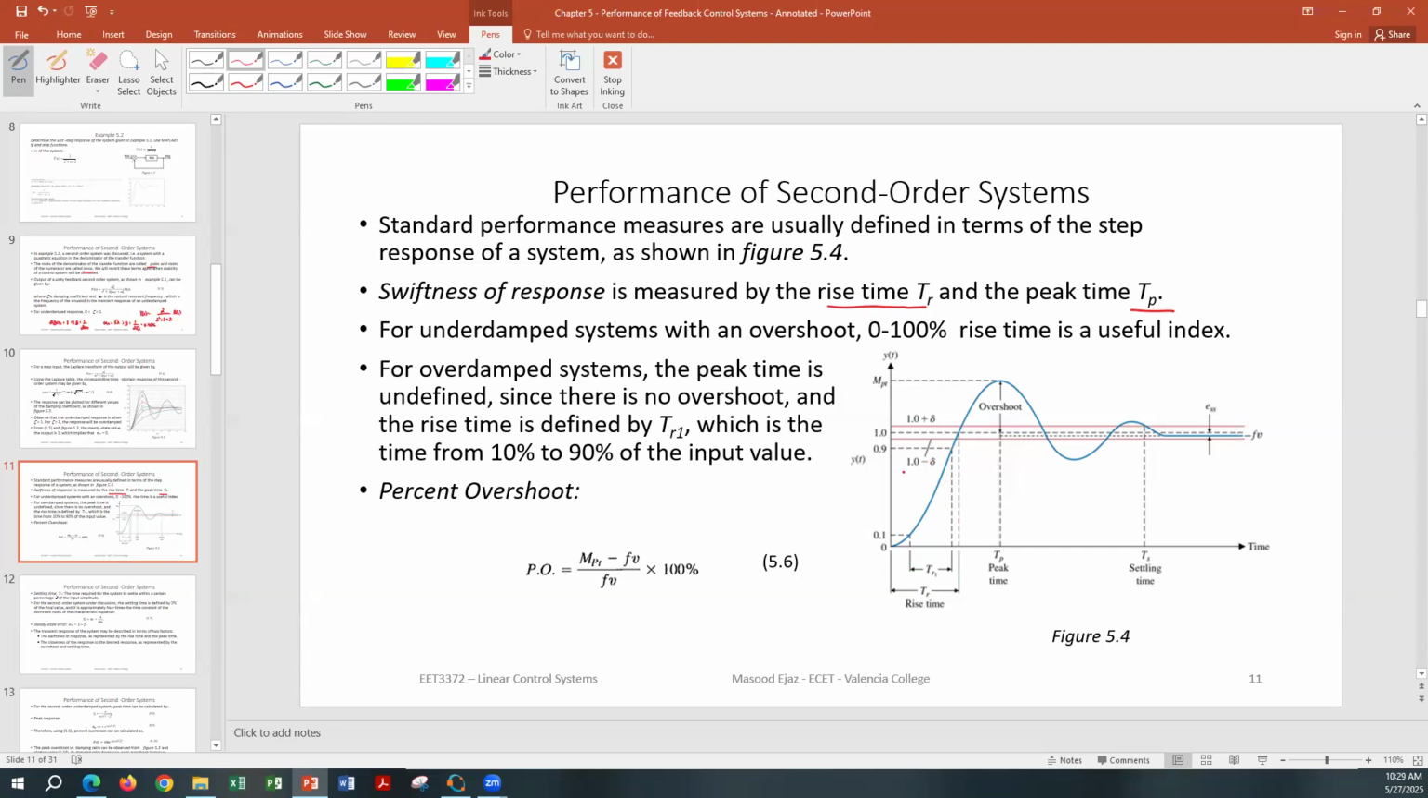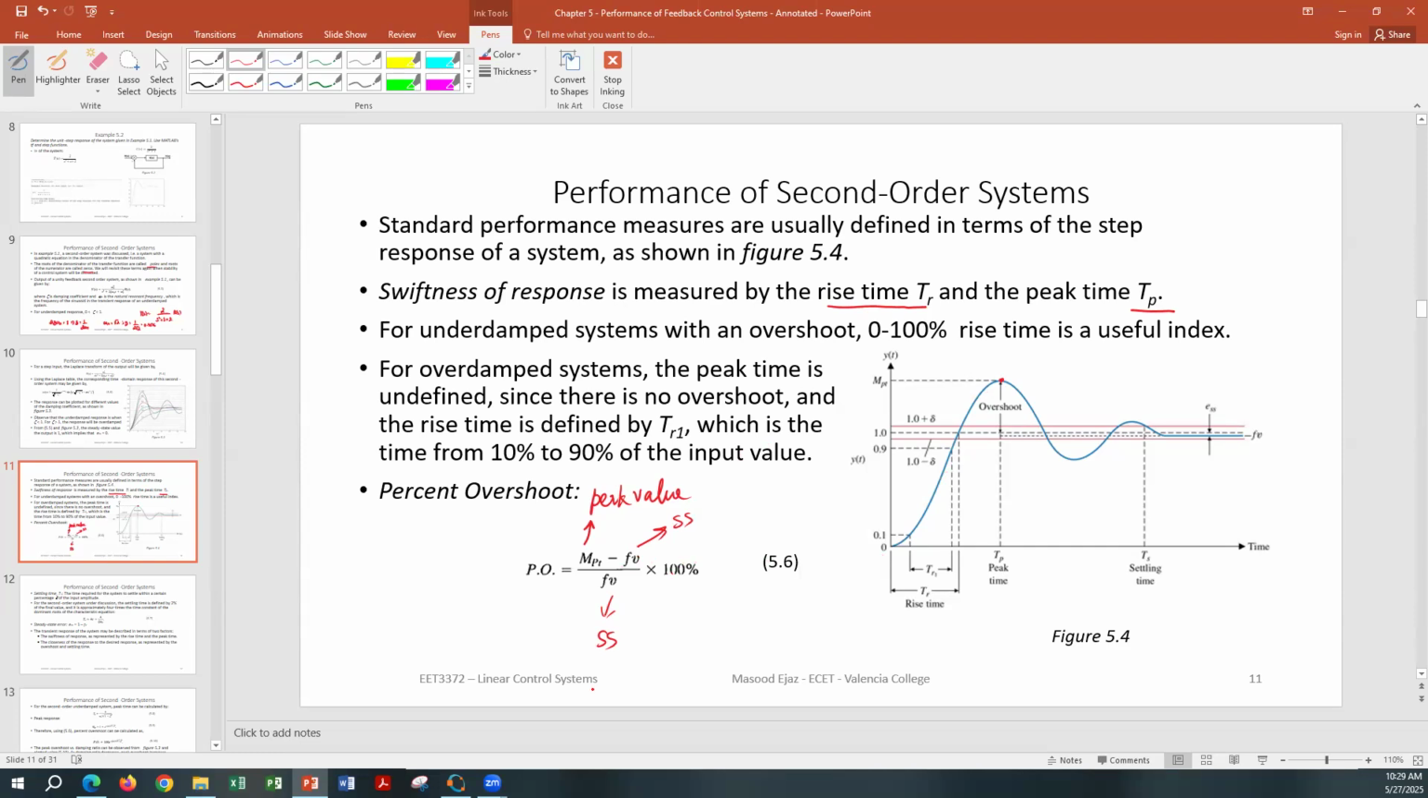Percent overshoot is defined by this expression, which is basically your peak value, right over here, minus the final value, which is the steady state value, over the steady state value. So peak overshoot is an important parameter. And peak overshoot is given in percentage: 36% peak overshoot, 40% peak overshoot.